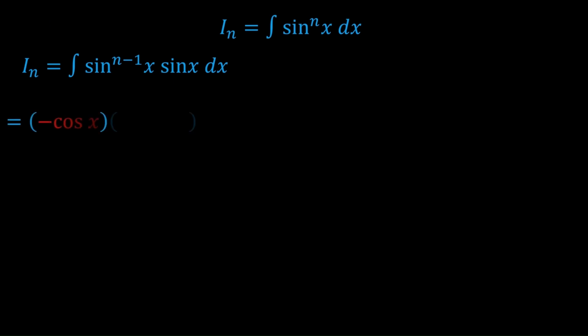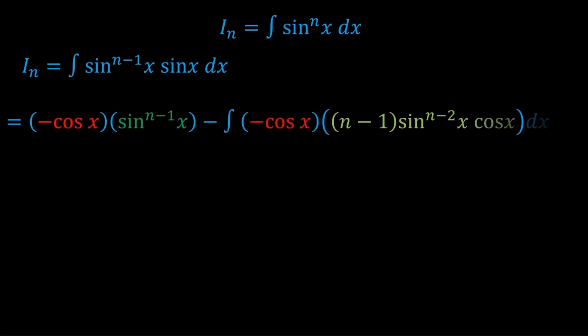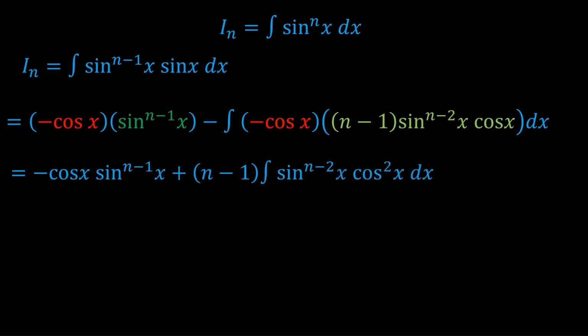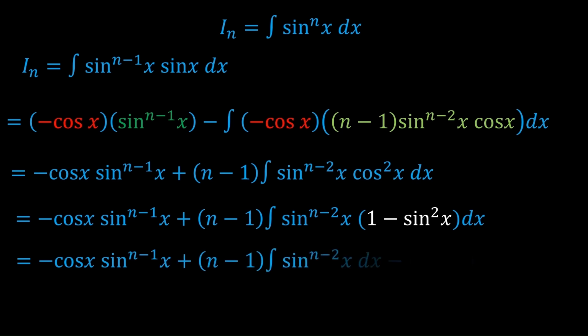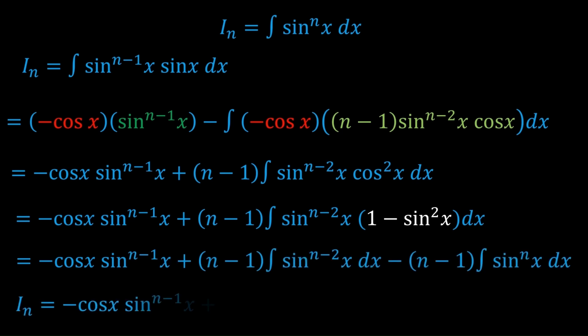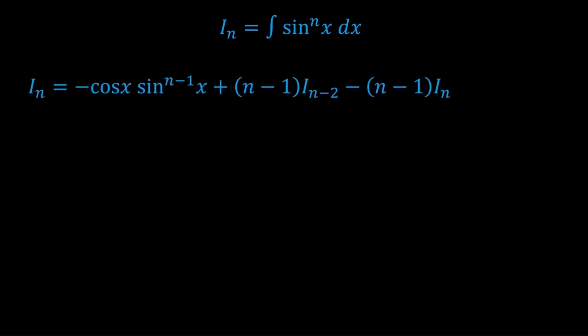Integrate 1, leave 1, minus the integral of integrate 1, differentiate 1. After we clean this up, we get a cos squared term, which should immediately suggest 1 minus sine squared. From here on, it's pretty easy. We just expand this out, write it in terms of I, rearrange for I_n, and we're done.